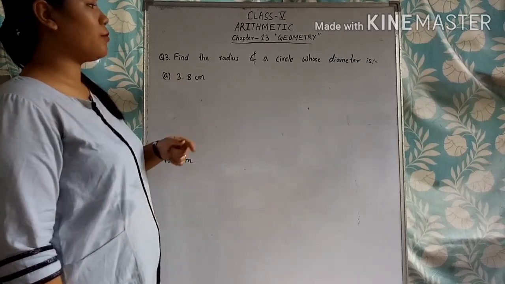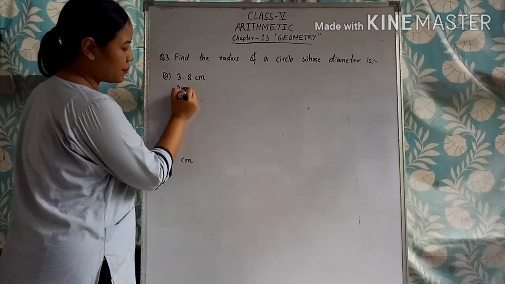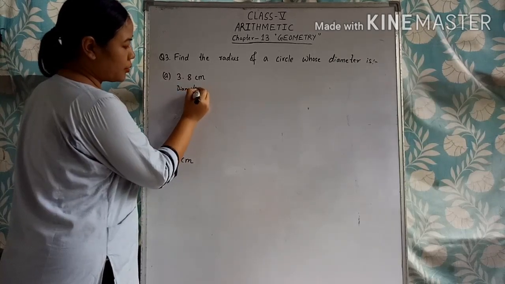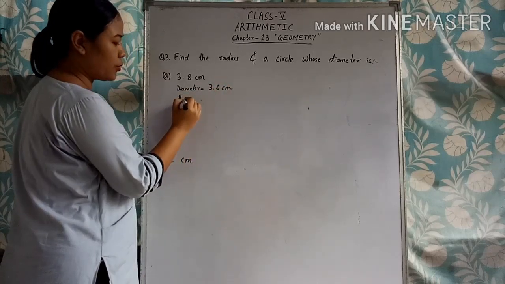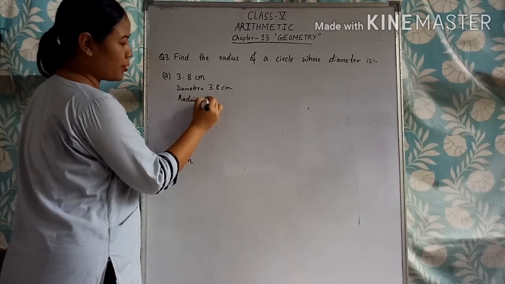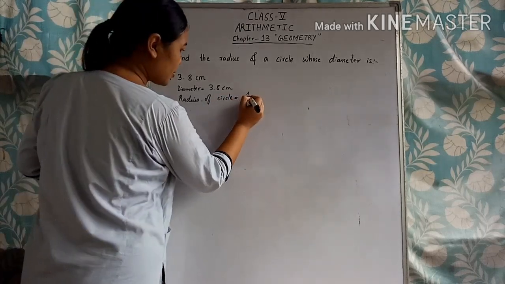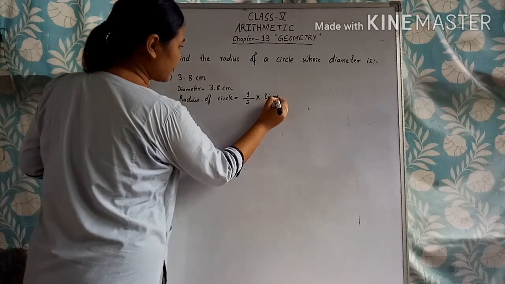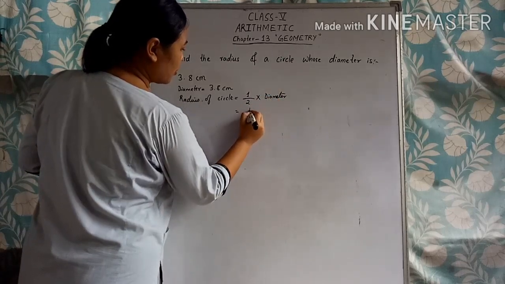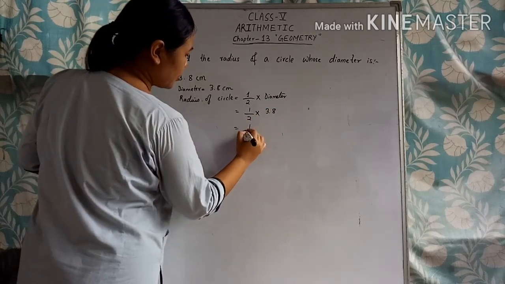We have to find the radius of a circle whose diameter is given here, 3.8 centimeters. So we have to find the radius of the circle. Radius of a circle is half into diameter. So half into diameter, which is 3.8.